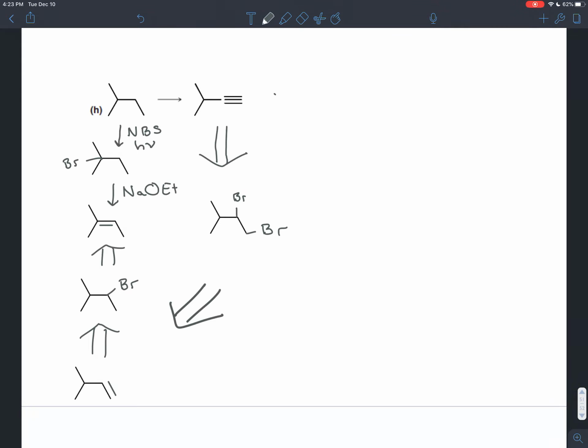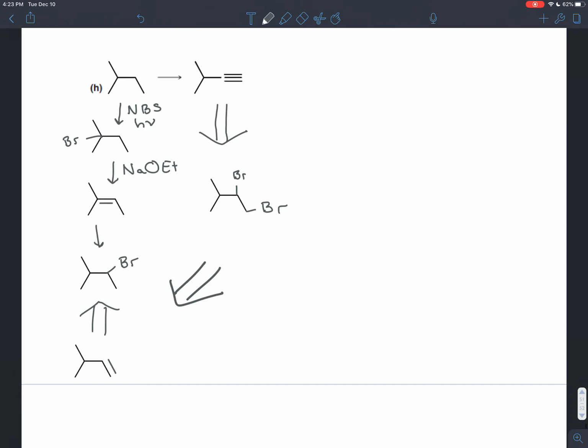Once you have that alkene, you can add a bromine onto the less substituted carbon and a hydrogen onto the more substituted carbon by doing hydrohalogenation. But because the hydrogen went to the more substituted carbon, it's anti-Markovnikov addition, and you would want to add a peroxide.